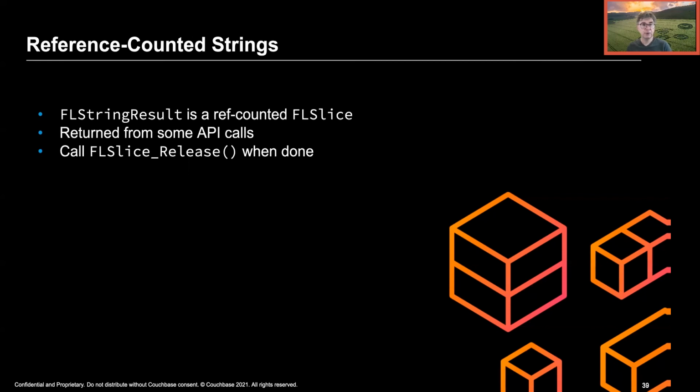Now, in some cases, strings get returned to you. And if they are strings that were allocated for that call, then you need to free that memory somehow. The string will get allocated on the heap, and you'll need to free it. There is a sort of subclass, in a way, of flSlice called flStringResult, which is returned from some of the API calls. And if you get one of those, you know that you need to call flSliceRelease when you're done with it to clean up that memory.